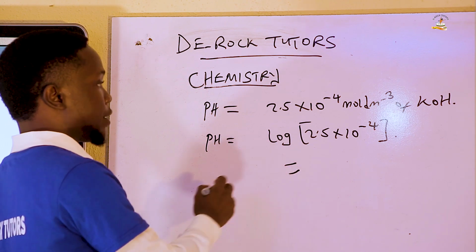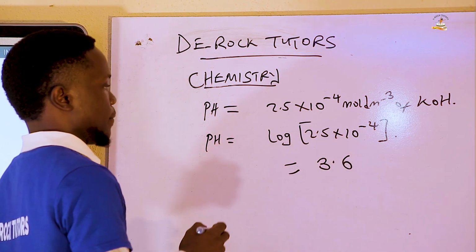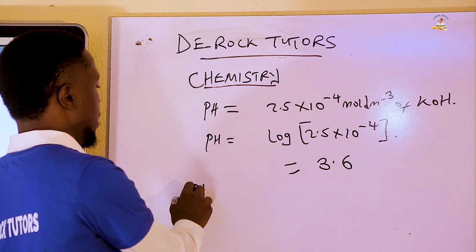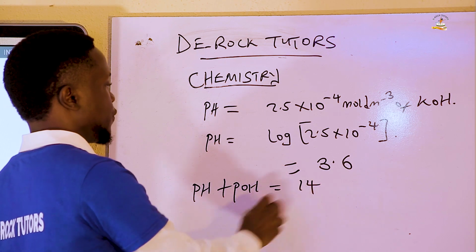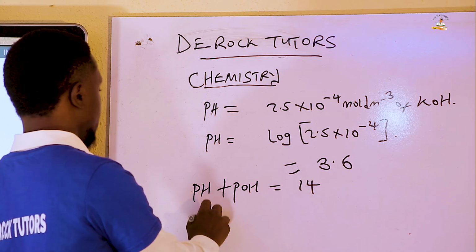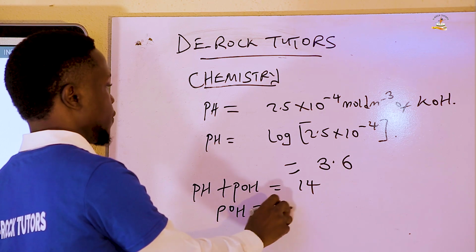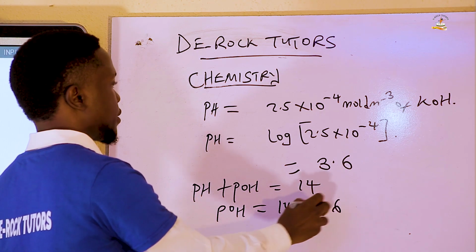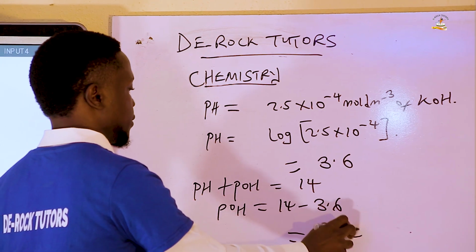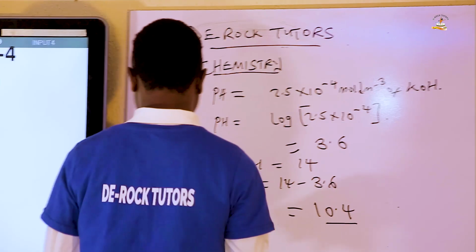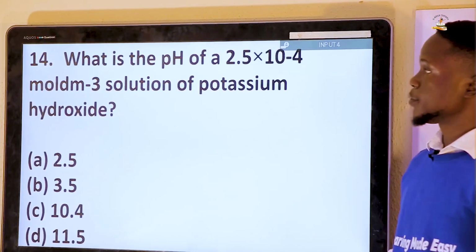So by the time we do this, we'll get 3.6. But then remember that pH plus pOH equals 14. So the pOH will be 14 minus 3.6. That will give us 10.4. So the answer is option C, 10.4.